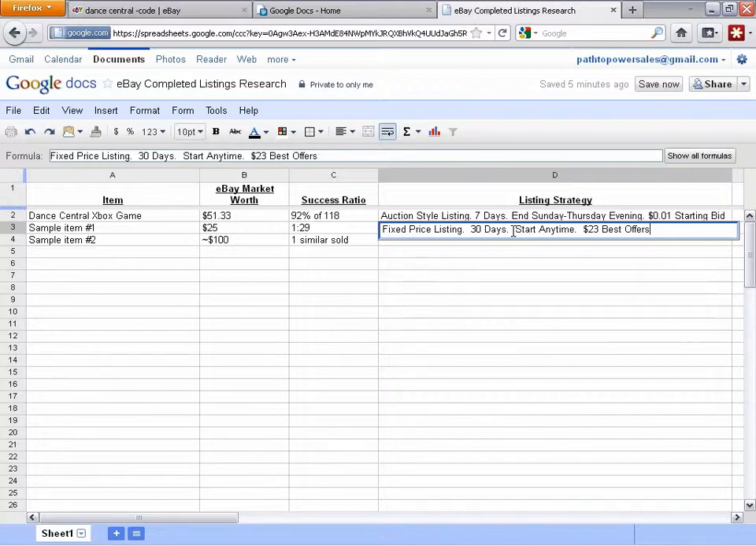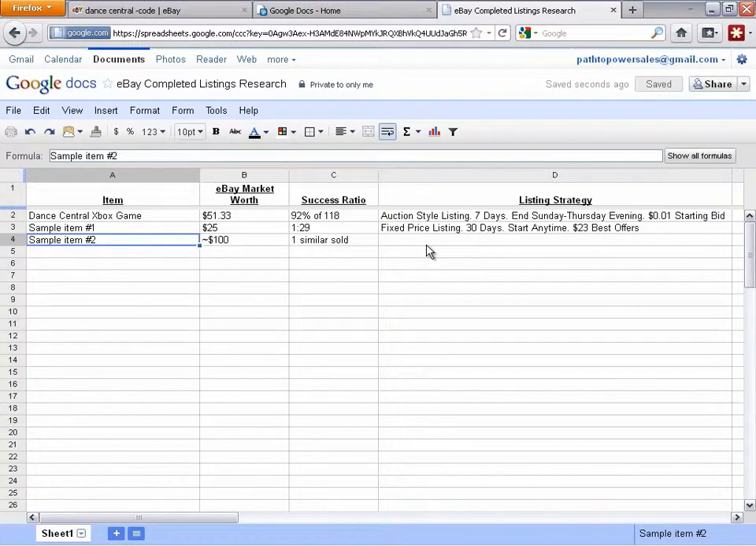I'm also going to allow best offers on the item. Best offers allow buyers to negotiate the purchase price of an item with the seller. As the seller, you can either accept, decline, or counter offers sent to you on your listings.